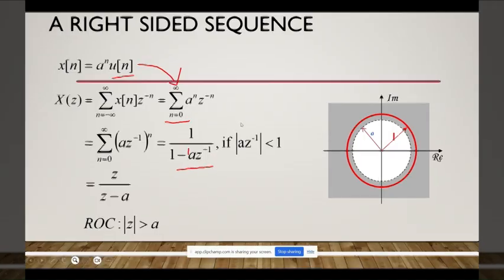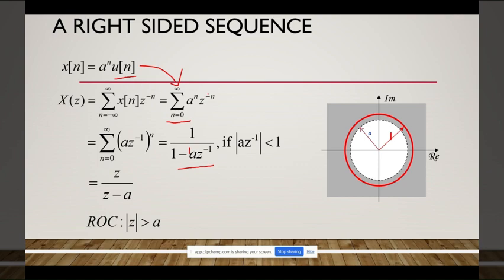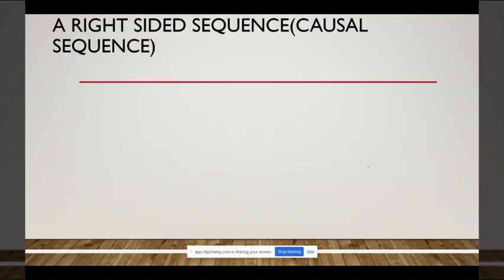In this diagram you can see the ROC represented as |z| greater than |a|. This is the circular representation of the Z transform, with real part, imaginary part, and radius, all of which we have seen in the previous video. This is for a right-sided sequence.